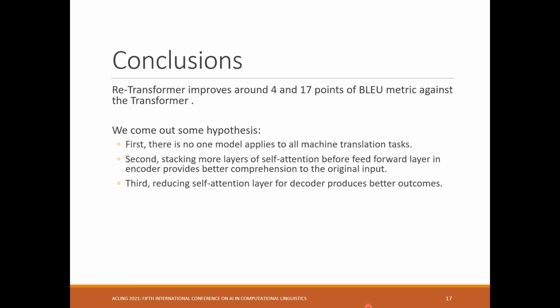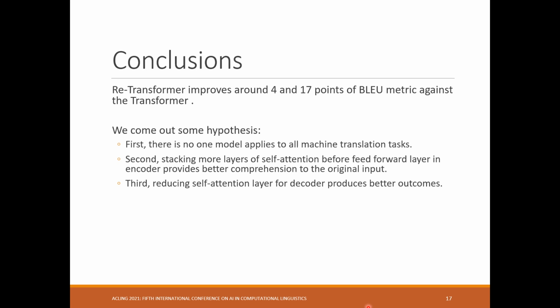Lastly, let me make the conclusion. Retransformer improves around 4 and 17 points of BLEU metric against the transformer over the World Machine Translation 2014 English-German and English-French translation corpus, and the required average training time is around half of the transformer. Based on my data, I come up with some hypotheses. First, there is no model that applies to all machine translation texts. We have to modify the model to fit the language we want the model to translate.